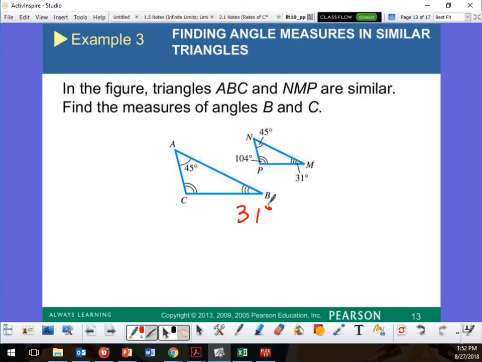So this is 45, that's 45. This is 31. How else could I tell if I didn't already know that it's lined up like that? The tick marks right here in the angles, right? This has 3 arcs, and that one has 3 arcs, so that one goes with that one anyway. So that one's 31. So what is that angle C going to be?